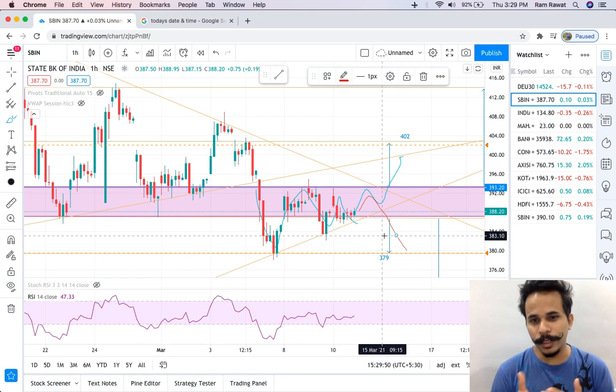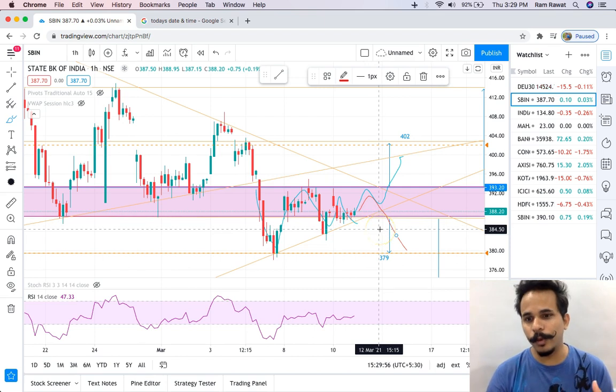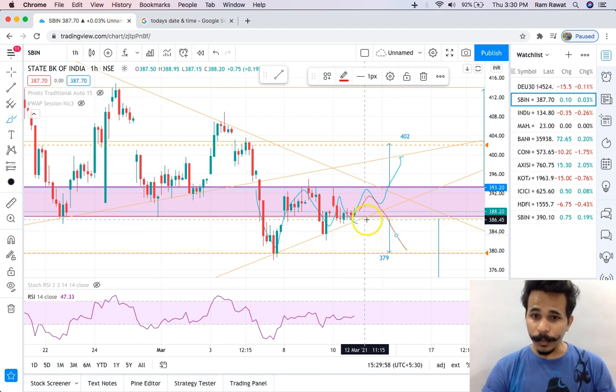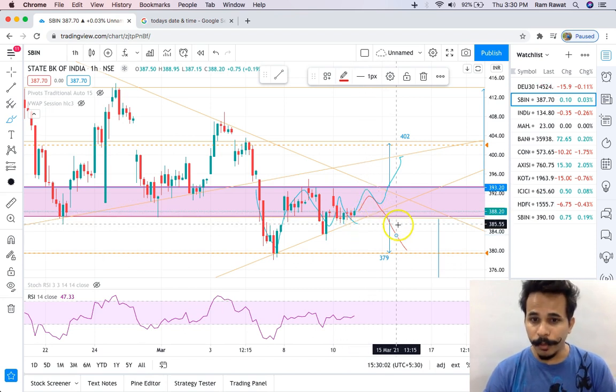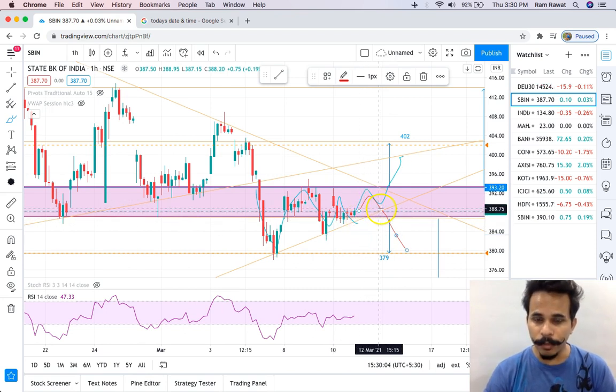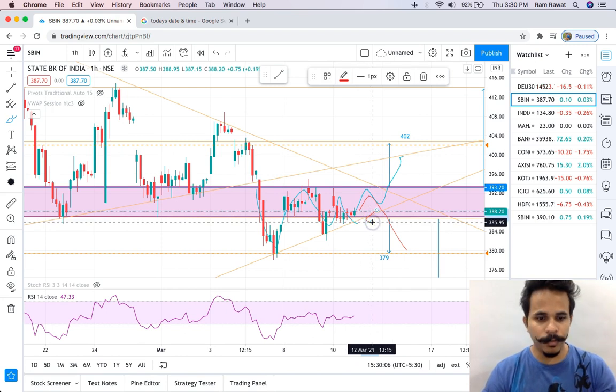Actually, it's 5 to 7, I would say. But for a safer side, you can enter the market for those 4 to 5 points. And even if it is going down, it is breaking out either from here, or it is breaking out from here.